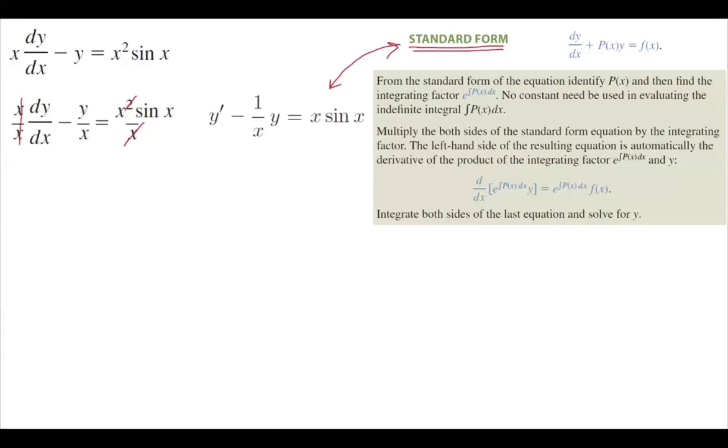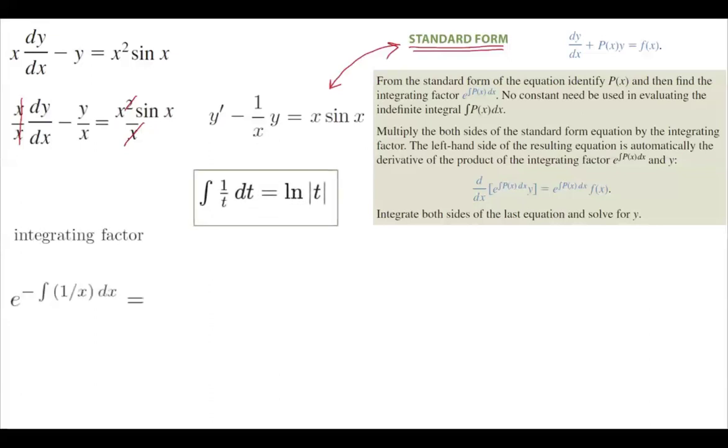Now let us find the integrating factor. The integrating factor is e to the power negative integral 1 over x dx. Why is that? Because you have your p of x, which is negative 1 over x. To find this integral, remember that the integral of 1 over t dt is ln of absolute value of t.